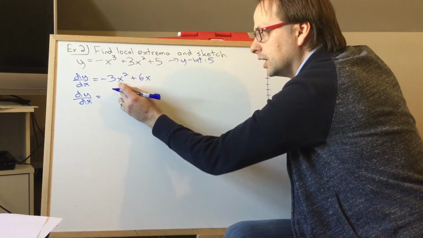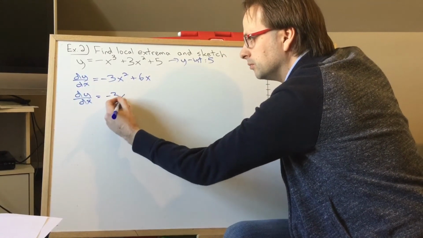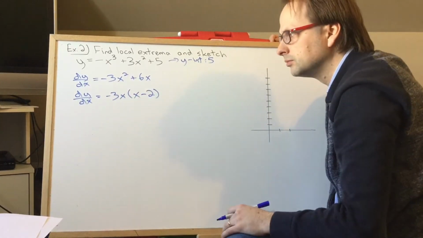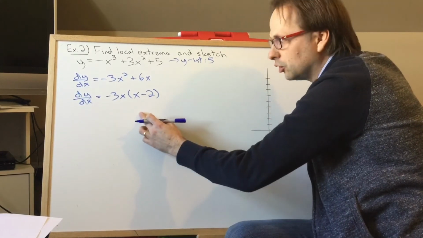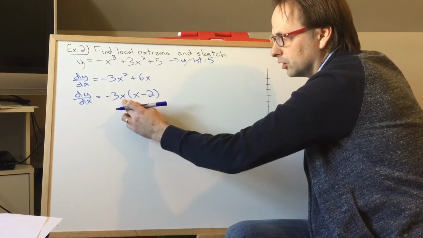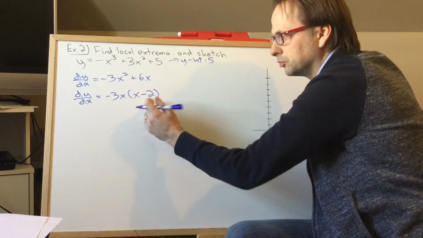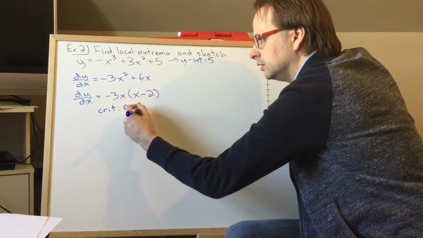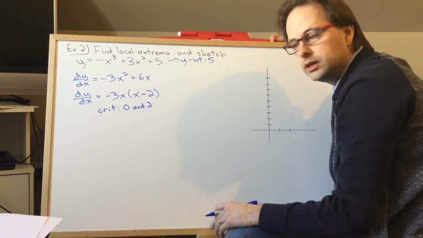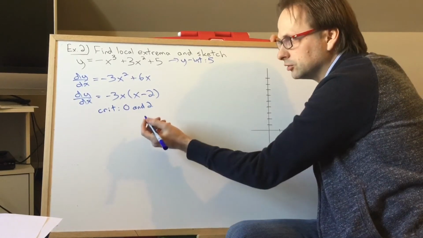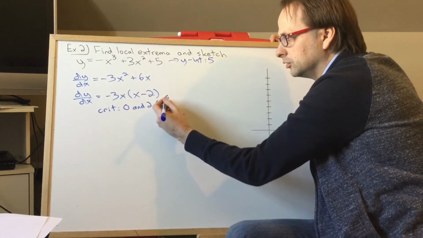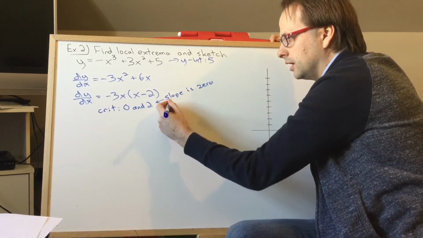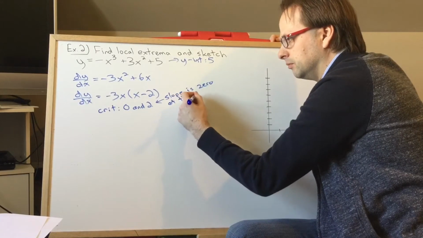I'm going to choose to take out negative 3x as a common factor, and that would leave us with x minus 2. Now what's going to zero out this whole slope function? The number 0 here, or the number 2 for this bracket. Those are our critical values. And just to be clear, they're numbers that would cause the slope to be 0. Or in other words, slope is 0 at these x values.